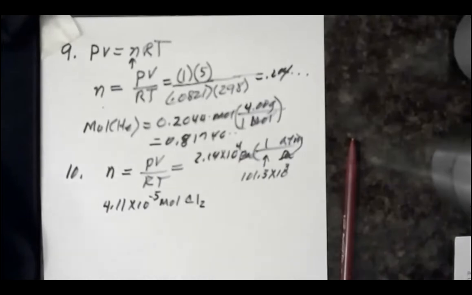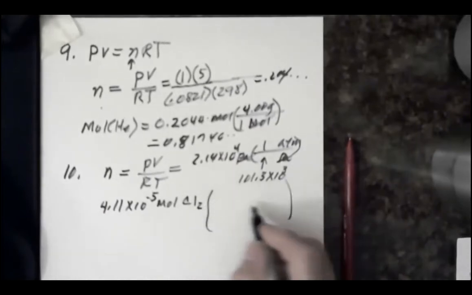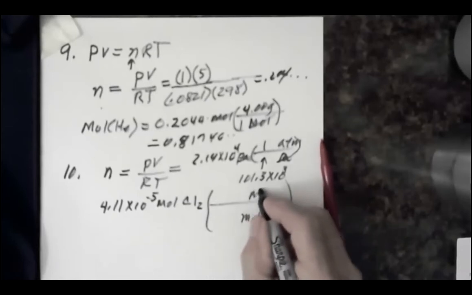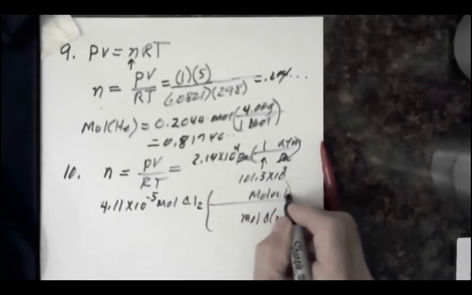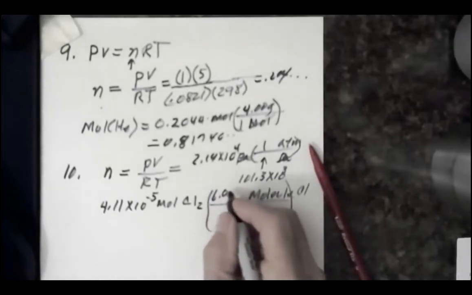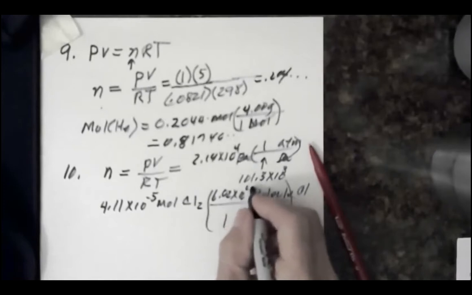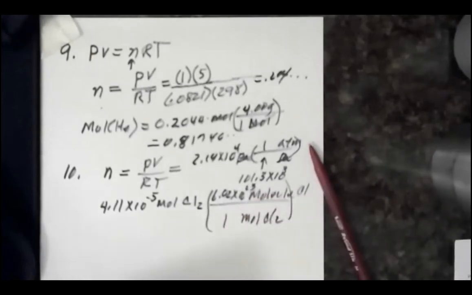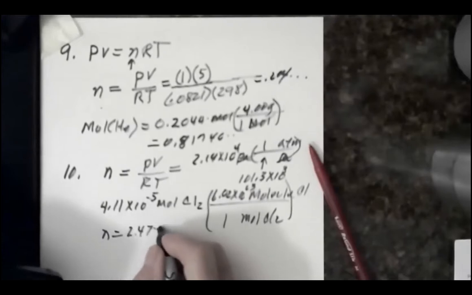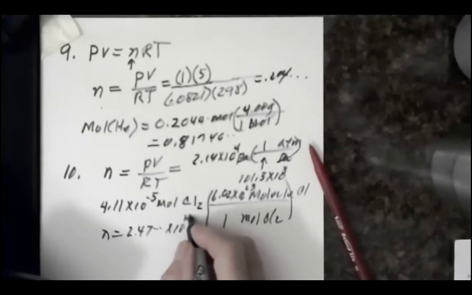But the problem wanted molecules. So if I want to go from moles of Cl2 to molecules of Cl2, well, 1 mole is Avogadro's number, 6.02 times 10 to the 23rd. So I need to multiply that number that I got times 6.02 with an exponent of 23. So what I came out with now, the number of molecules is 2.47 times 10 to the 19 molecules.